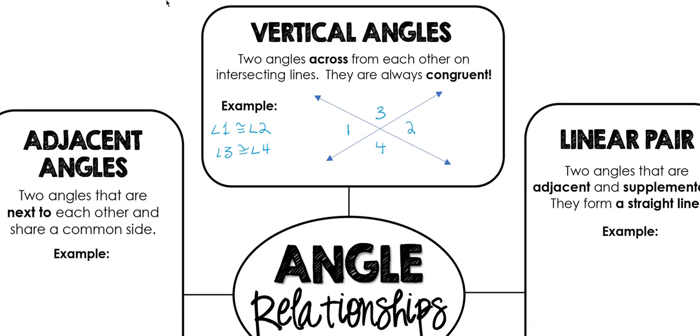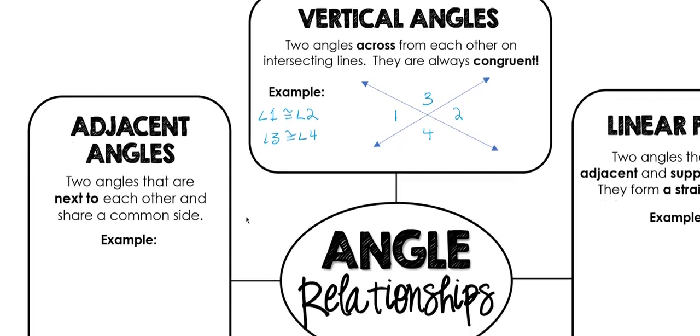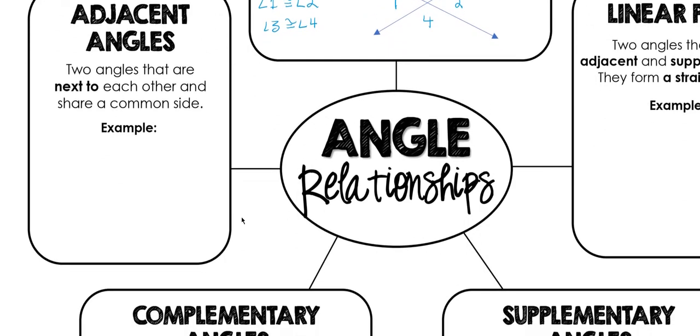They're always congruent. Now the reason they're called vertical, if you can imagine, is this is the vertex. And they are directly across from each other through the vertex. So that helps you remember vertical a little bit better. So going counterclockwise, we're going to come over here to adjacent angles. Adjacent angles are two angles that are next to each other and share a common side.